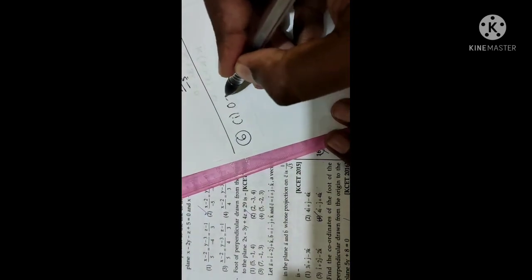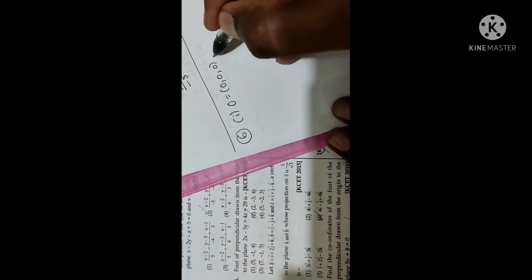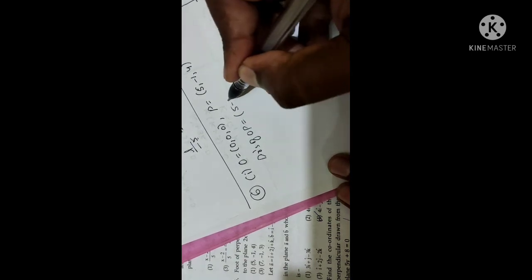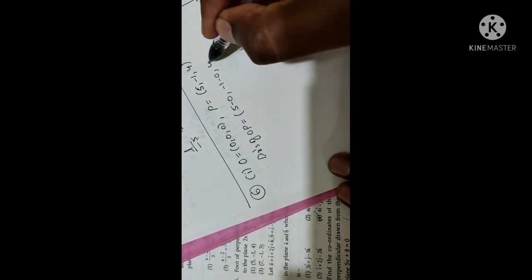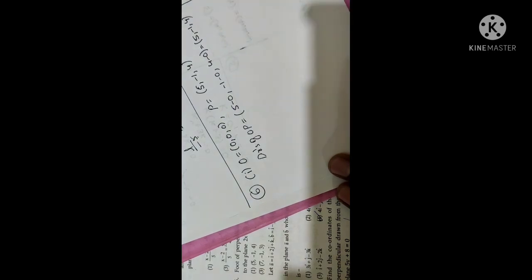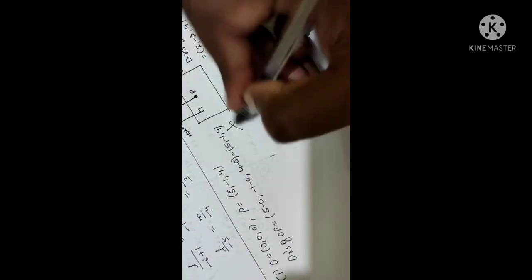Then I will go with option 1, the first option. O is (0, 0, 0). P I am taking as (5, minus 1, 4). Now I am finding the DRs of OP: x2 minus x1, y2 minus y1, z2 minus z1. Therefore the DRs are 5, minus 1, 4. But we require DRs 2, minus 3, 4. Therefore the first option is wrong. I will go with the second option.